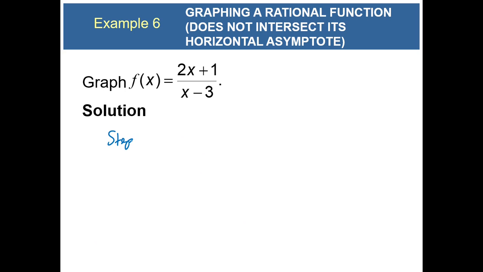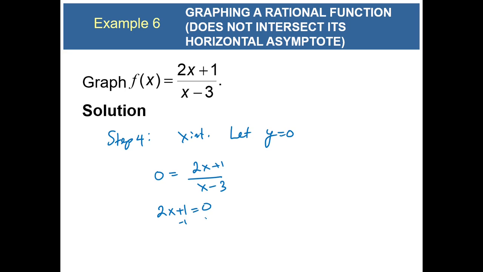In step 4, I'm going to find the x-intercept. And for this, I'm going to let y be equal to 0. So 0 equals (2x plus 1) divided by (x minus 3). And I don't care about the denominator because if I multiply it to both sides, it will cancel out. So 2x plus 1 equals 0 now. Subtract 1 from both sides. 2x equals -1, and so x equals -1/2. That means (-1/2, 0) is our x-intercept.